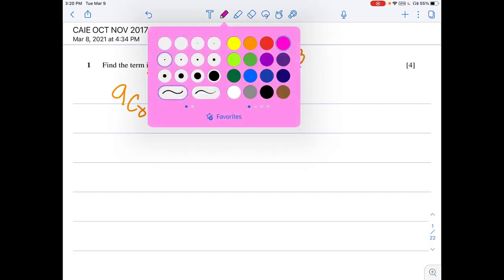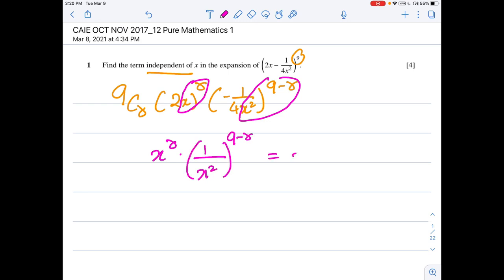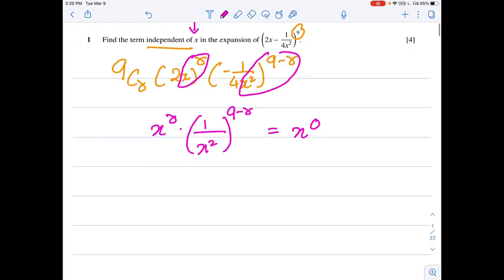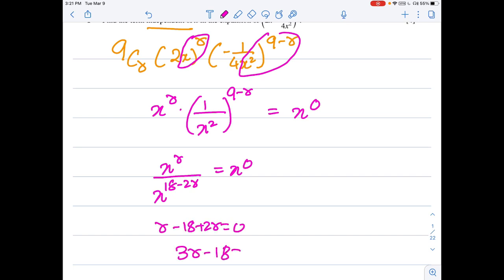What am I going to do? I am going to take the x terms. So it becomes x power r times (1 upon x squared) to the power 9 minus r should be equal to x power 0. Why? Because it is independent of x. So what does that become from there? x power r upon x power 18 minus 2r is equal to x power 0. r minus 18 plus 2r is equal to 0. 3r minus 18 is equal to 0. So I get r is equal to 6.